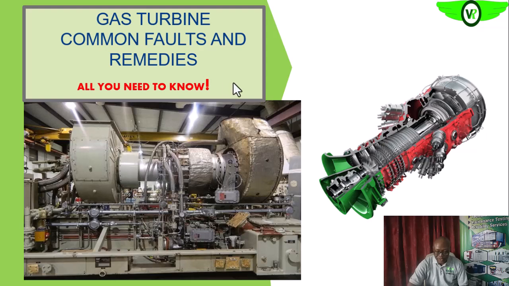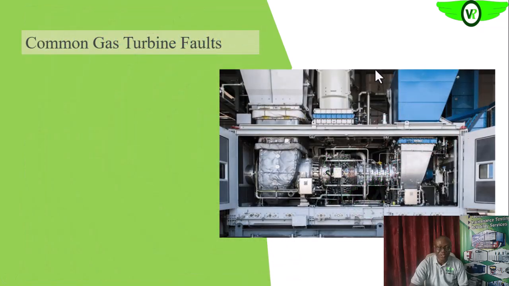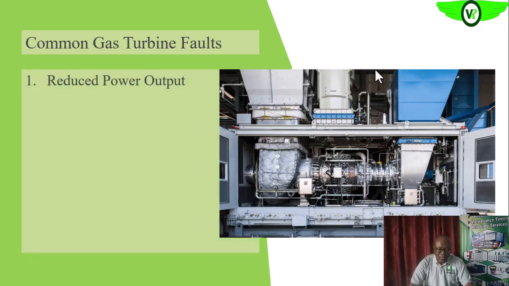So under this section, we are going to look at some of the faults that we may encounter during the usage of a gas turbine. Some common faults or problems that could happen in the course of the operational life of the gas turbine is reduced power. That is, it is not delivering as much power as expected, or as it is designed for, to our load.